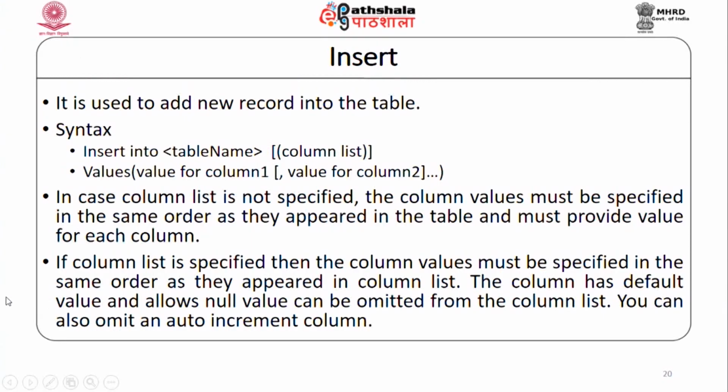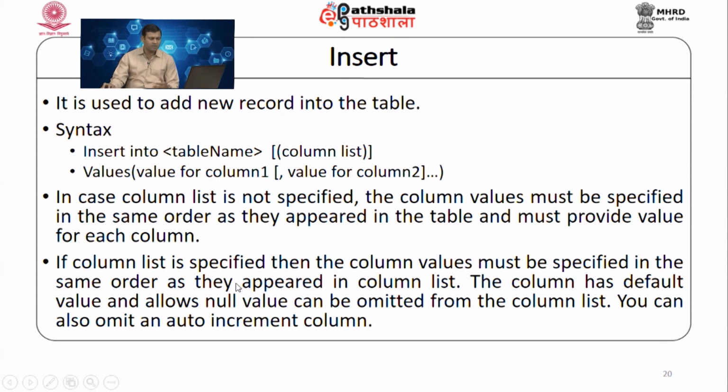So, their data types should be compatible or should match, and this way you can insert. And as I say, if the column list is not specified, then column values must be specified in the same order as they appear when you create the table, and you must provide a value for each column. And if the column list is specified, then the values must be specified in the same order as they appear in the column list, and a column that has a default value or allows null values can be omitted from the column list. You can also omit an auto increment column as well.